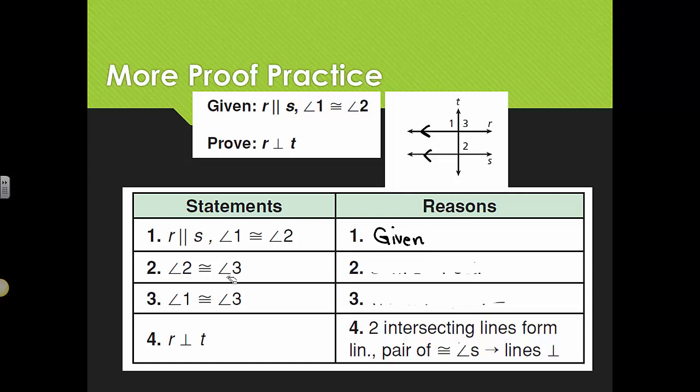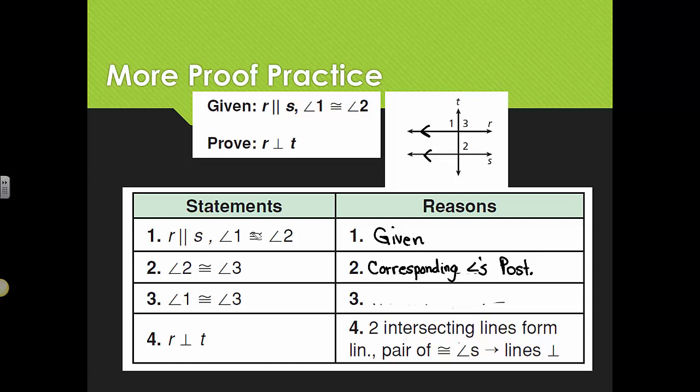Next, we're going to say angle 2 is congruent to angle 3. How do I know that those are congruent? Well, if I'm looking at angle 2 and angle 3, I see that those are corresponding angles. So I have two parallel lines cut by a transversal. Corresponding angles are congruent. That is the corresponding angles postulate. All right, so I know that those are congruent.